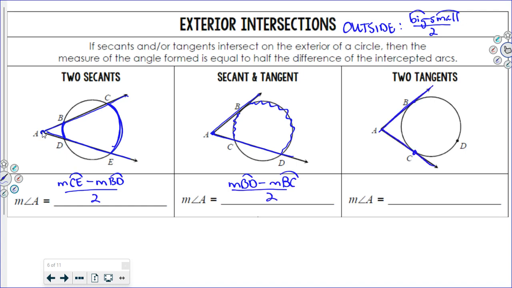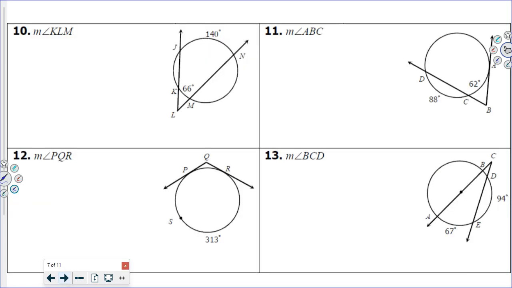And then the same thing here on this last one. Here are my intersection points. The big arc is here, so the measure of arc BC minus the small one on the inside, all divided by 2. So again, if the angle is on the outside, we are subtracting the arcs. Again, we're going to do just a couple examples here.